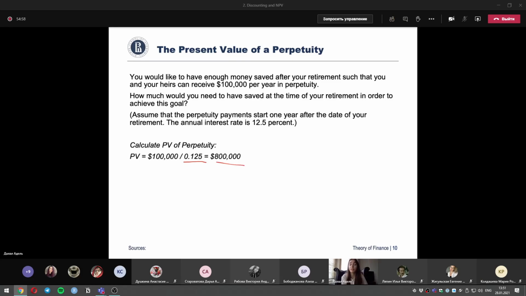So we need to save $800,000 now, invest it in some fund that provides us 12.5% a year, and by doing that, we can withdraw from this fund $100,000 in perpetuity. Yeah, so receive this cash flow.